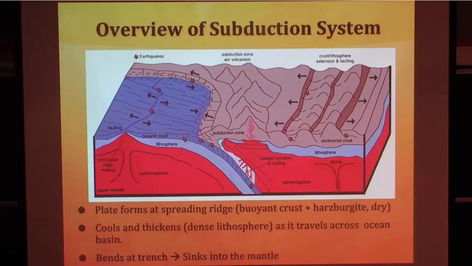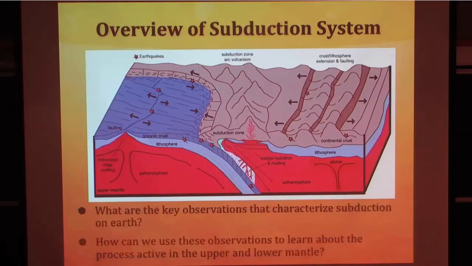And so eventually this is going to go down into the mantle, and what this looks like, its shape, how it deforms, is going to depend on the forces that are acting on that plate. So what we want to do is figure out what observations we can make of subduction zones in order to understand the physical processes that control the physical behavior of this process on Earth.